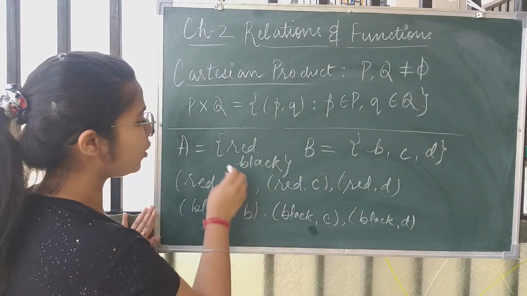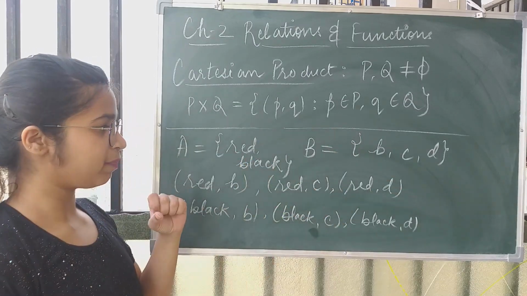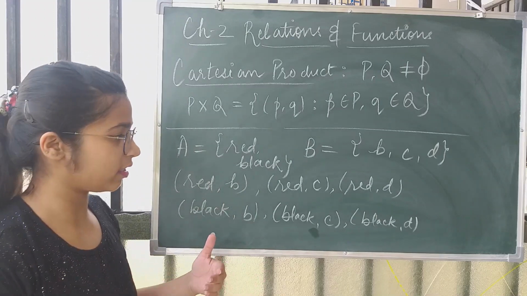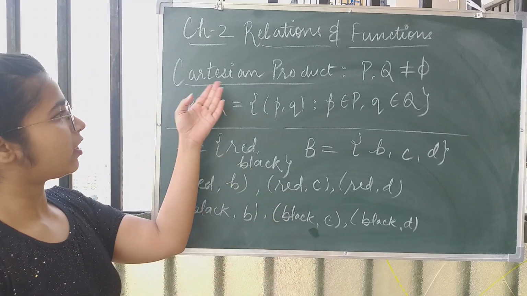So you had two different sets in which you were given different colors and different objects. So when you were asked how many different types of objects you can make from the combination of all these, these were your possible cases. This is what we call a Cartesian product.